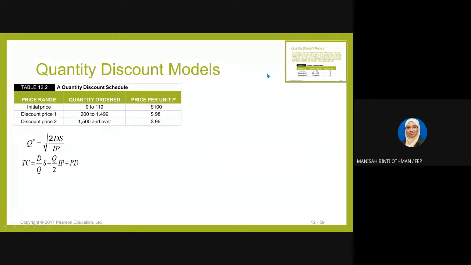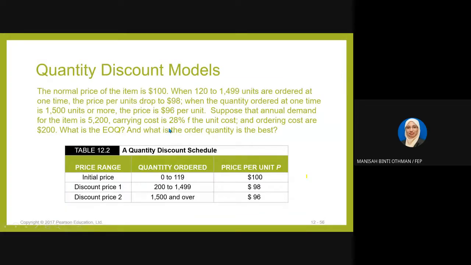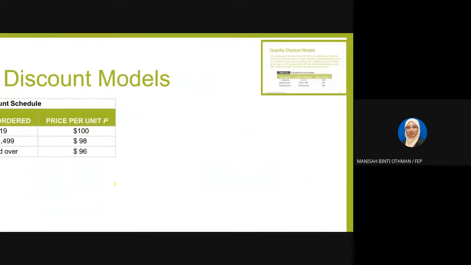First you have to highlight the important information here. Suppose that the annual demand for the item is 5,200 and the carrying cost is 28%. This is I, I is 28%. And then the ordering cost is $200. So we get this information.